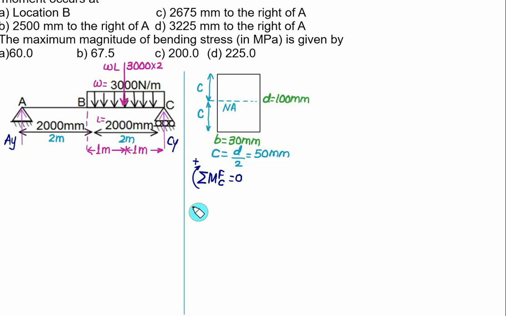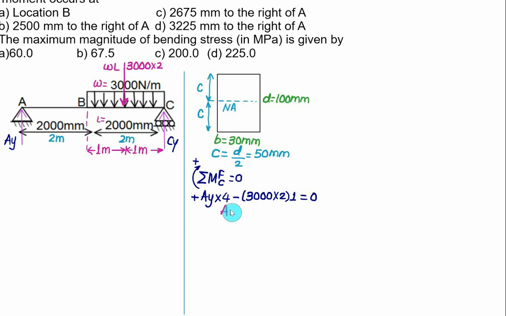So the moment of AY about the point C is clockwise. The total perpendicular distance between A and C is equal to 4 meter. Moment is clockwise, so we'll use the positive sign. We have the vertical reaction AY, with perpendicular distance equal to 4. The equivalent point load here is 6000 at a distance of 1 meter and will act in an anti-clockwise direction, so it is minus. The equivalent load is 3000 multiplied by 2, and the perpendicular distance is 1, equal to 0. So we have 6000 divided by 4, that will be equal to 1500.